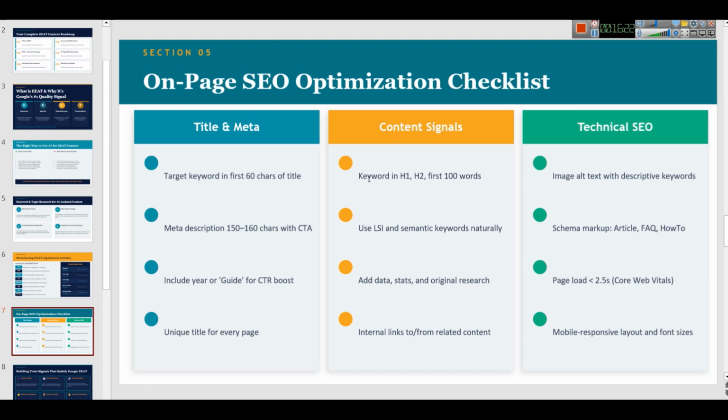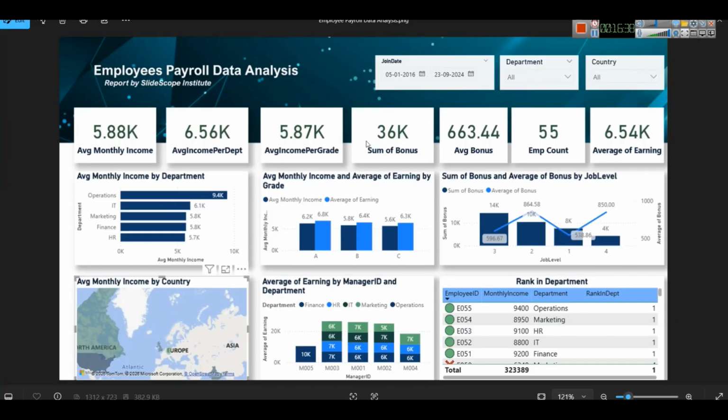What are content signals? Your primary keyword should be in the H1, H2, and the first 100 words. Use LSI and semantic keywords naturally, and add data, stats, and original research. For example, this is a dashboard that we created using Power BI. Let's say we collected some data, did some research, and created a dashboard. Now, if we use this dashboard as the backbone of our article, then this will be our original research, what we have analyzed.